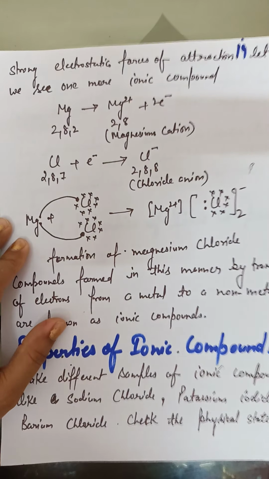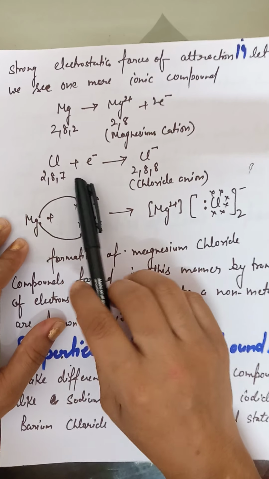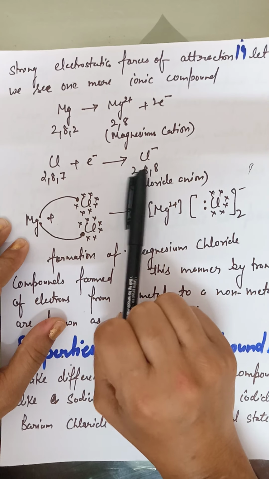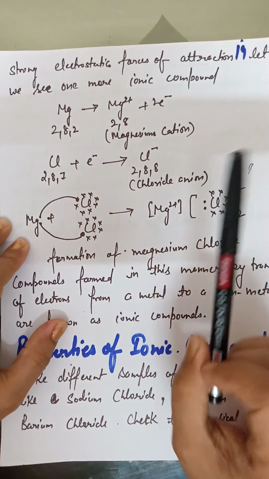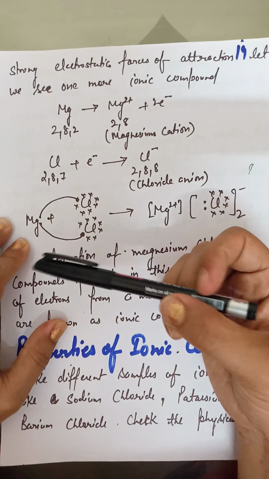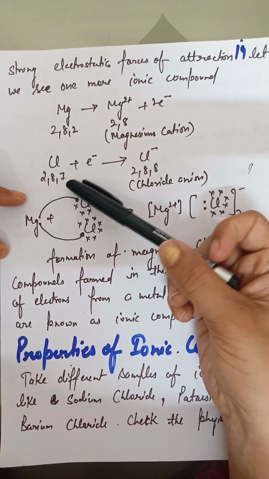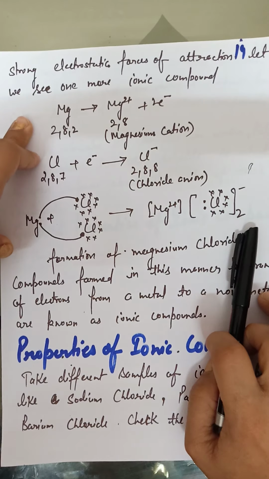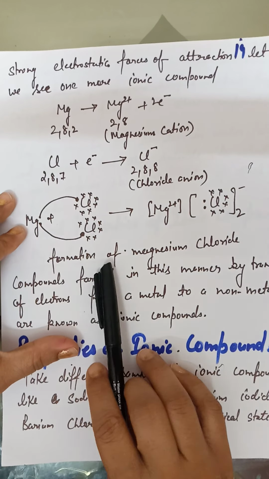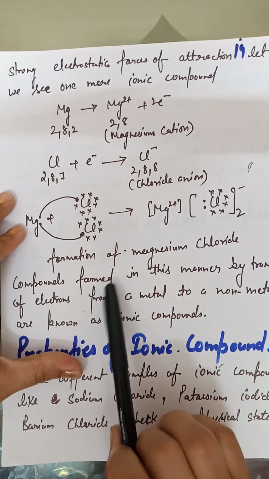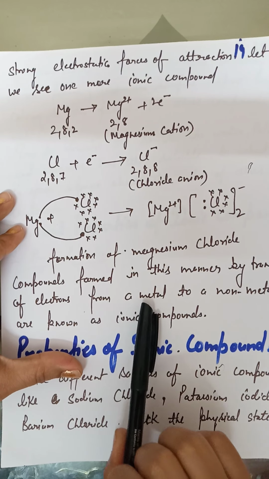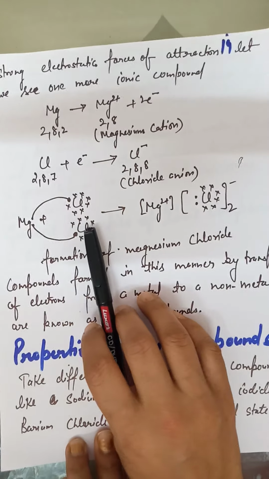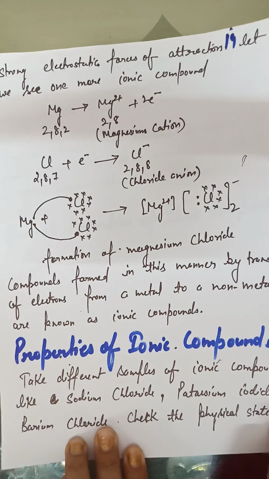Further, chlorine, which we have discussed earlier, gains 1 electron to attain the outermost shell completely filled, that is 2, 8, 8, and it forms chloride anions. Now see here, as magnesium is losing 2 electrons, 2 chlorine atoms will gain 2 electrons, and they form MgCl2, that is magnesium chloride. So this is the formation of magnesium chloride. Compounds formed in this manner by transfer of electrons from a metal to a non-metal are known as ionic compounds. So which type of compounds are formed here? They are the ionic compounds. Clear?